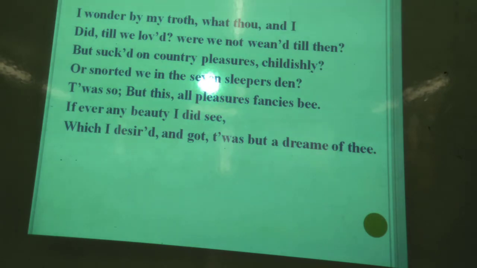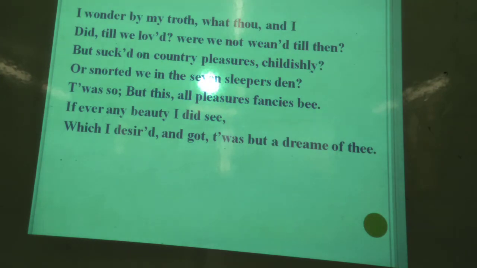If ever any beauty I did see, which I desired and got, it was but a dream of thee. In our practical life, we utter this, whether you are a hypocrite or a true lover, you utter the same thing. Oh, what I dreamed, what I desired, I got it in your face. You are nothing but what I desired. What I want is nothing but you. So this is the symbol of deep love. The hypocrite also utters the same thing. Later on he says, oh, once I was quite emotional, that's why I said it.